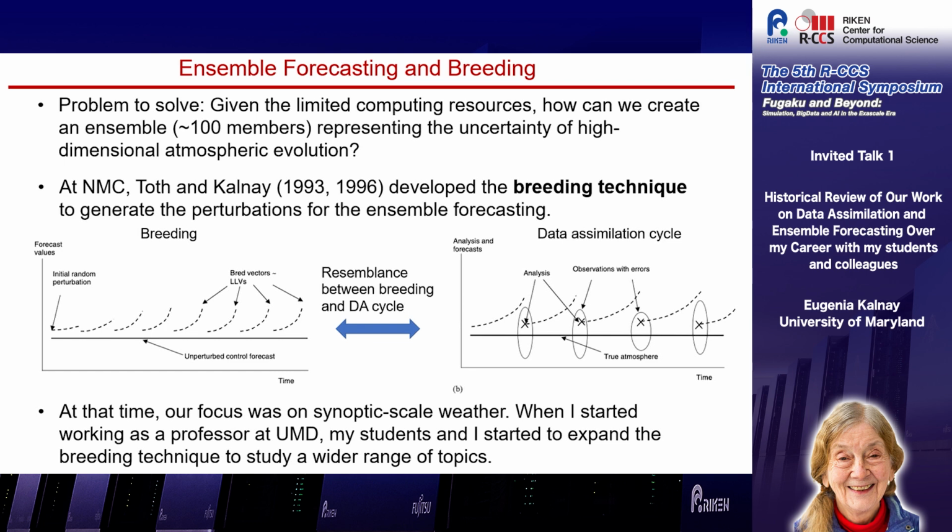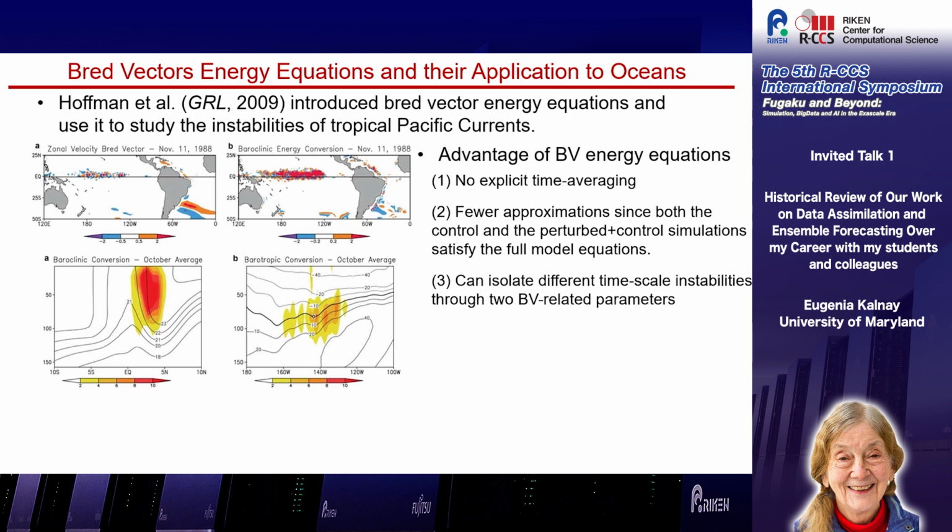Then, when I started working as a professor at UMD, my students and I started to expand the breeding technique to study a wider range of topics. With my student Matthew Hoffman, we first derived breeding vector energy equations. The breeding vector energy equations have many advantages compared to linearized equations. We then used these equations to study the instabilities of tropical Pacific currents.